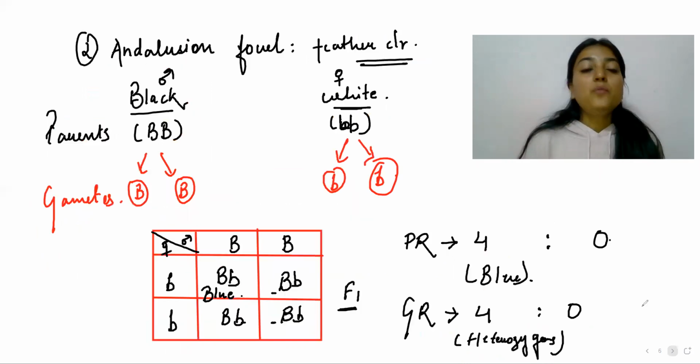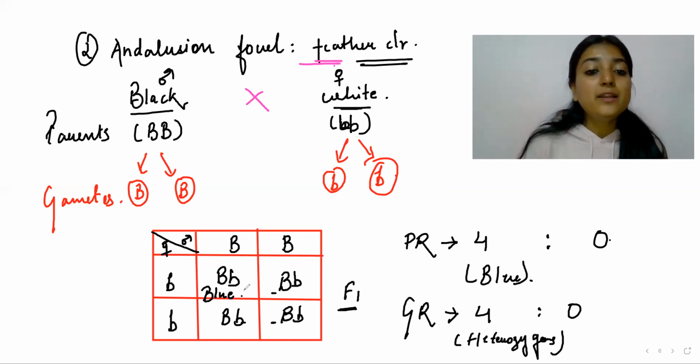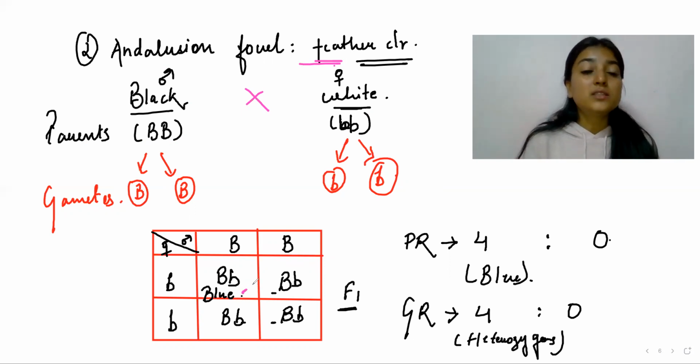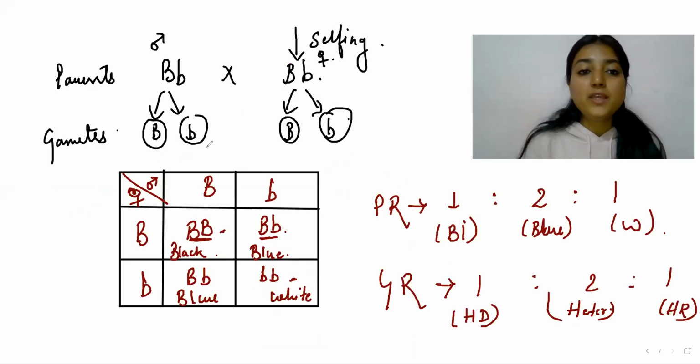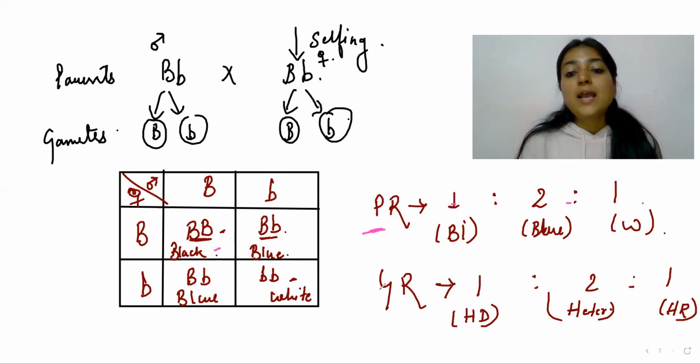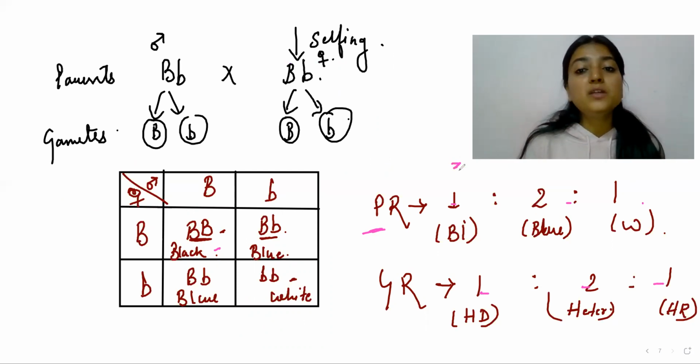Fine. Now we took another example, Andalusian fowl, with the feather color as the character, showing black and white. Now we did crossing between them and we got the blue feathers. What should we have got? That was black color according to the law of dominance, but we are getting here the blue color. Okay, so now again we did selfing and we got the phenotypic ratio as 1:2:1 and genotypic ratio as 1:2:1. According to the law of dominance, we were getting previously the ratio as 3:1, but here we are not getting 3:1. It is 1:2:1. Fine.